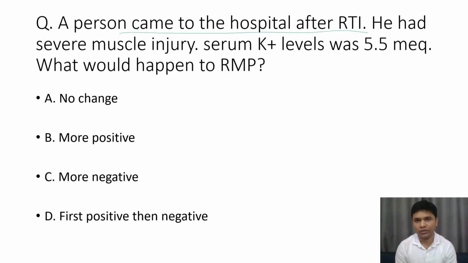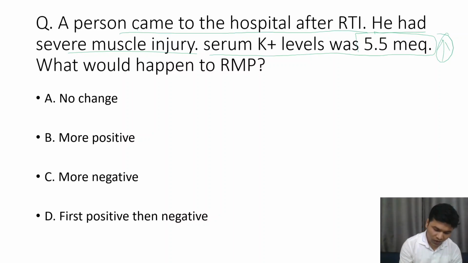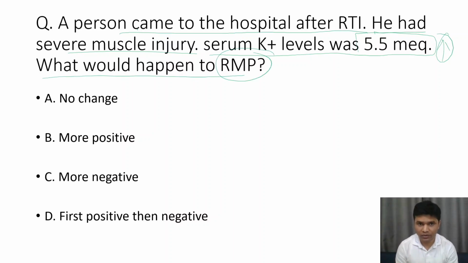After RTA. So a road traffic accident was there, and he had severe muscle injury. Because of this muscle injury, serum potassium level was 5.5 milliequivalent, which means it is increased. So this is not normal, but actually an increased serum potassium level. Now what will happen to the RMP? What about the resting membrane potential? So here the question is about the resting membrane potential.